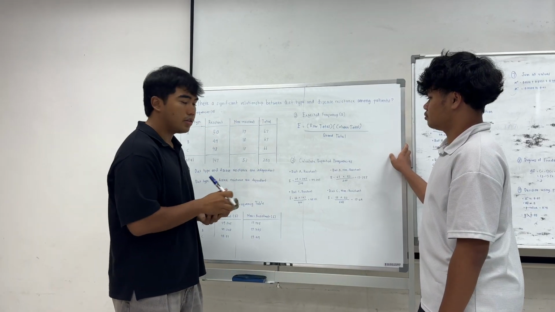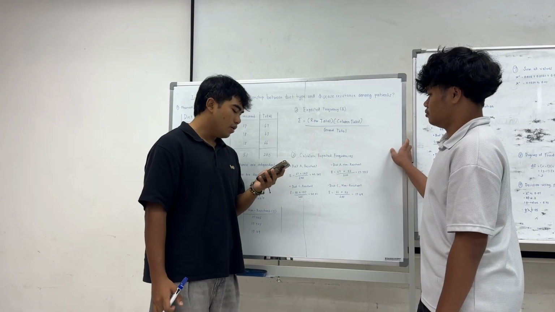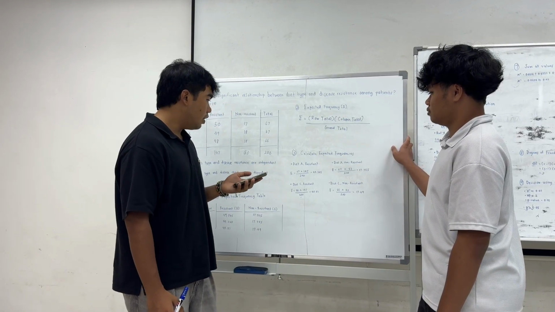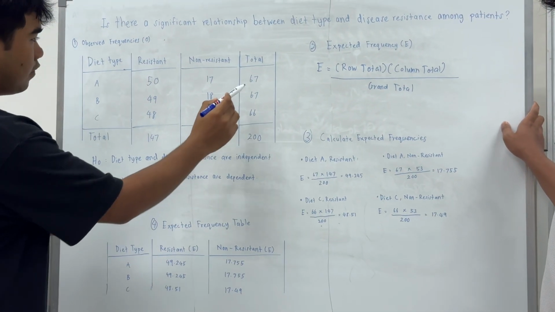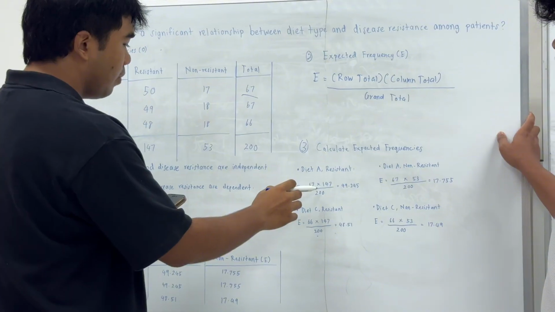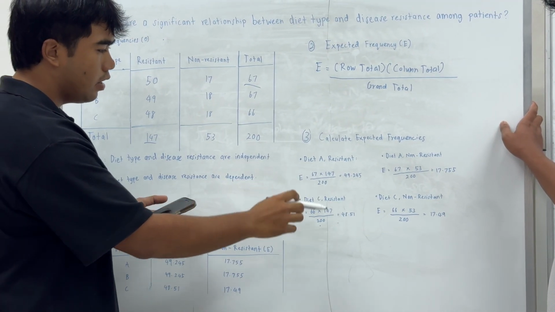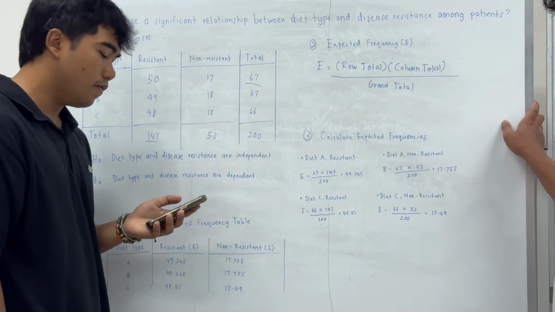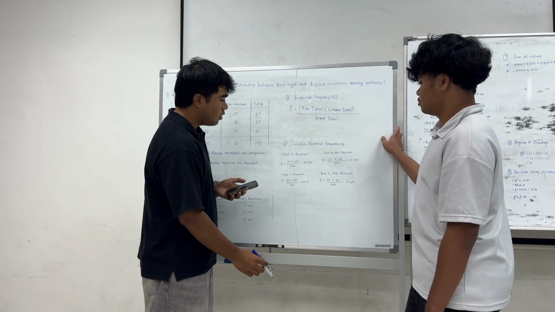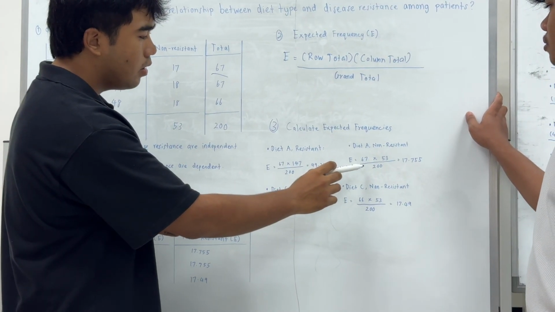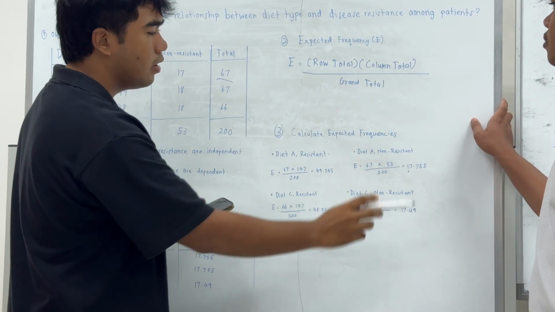Now let's move on to step 3, calculate expected frequencies. Let us start with diet A, resistant. So E equals 67 from here, multiplied by 147 here, divided by 200, and you will get 49.245. Next, for diet A non-resistant, E equals 67 multiplied by 53 and divided by 200, you will get 17.755.